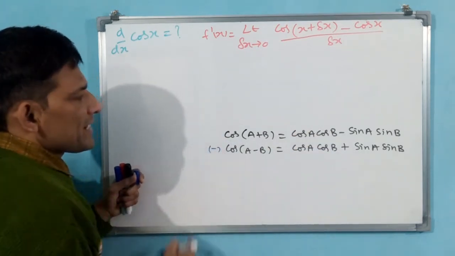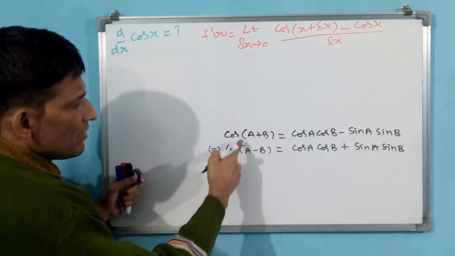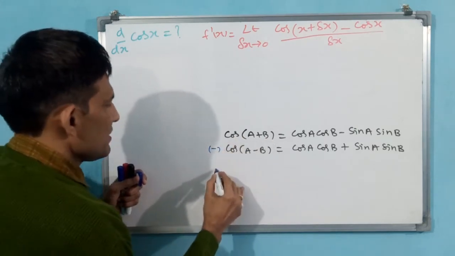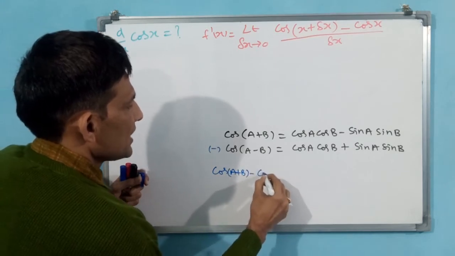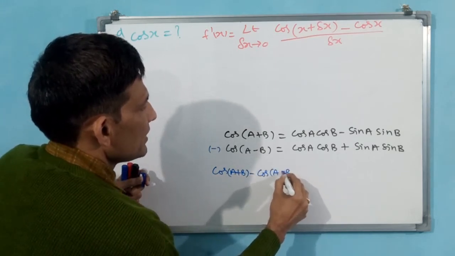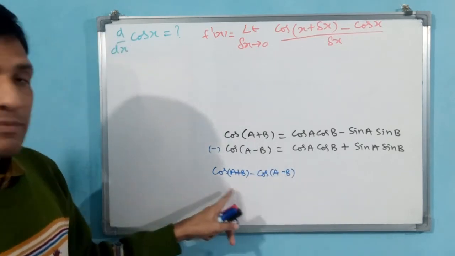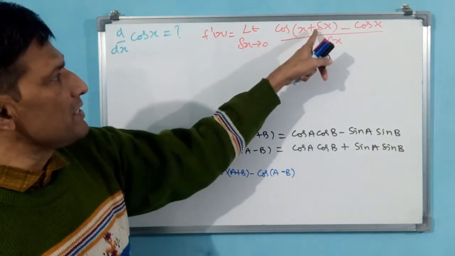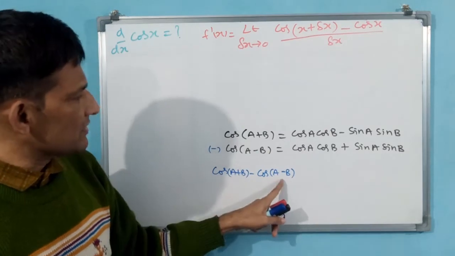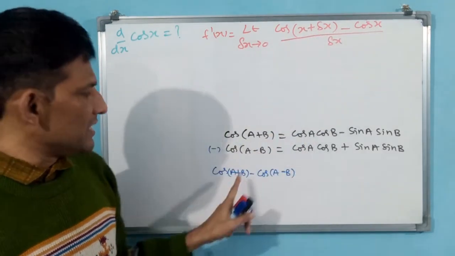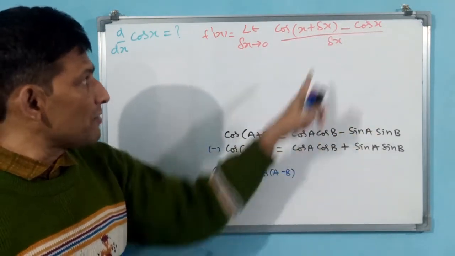I am making subtraction. Cos A plus B minus cos A minus B. Why have I written cos A plus B, cos A minus B? Here it is cos A plus B, cos A minus B. Or else I can take this as cos C minus cos D. Whatever comes here, I will write here.